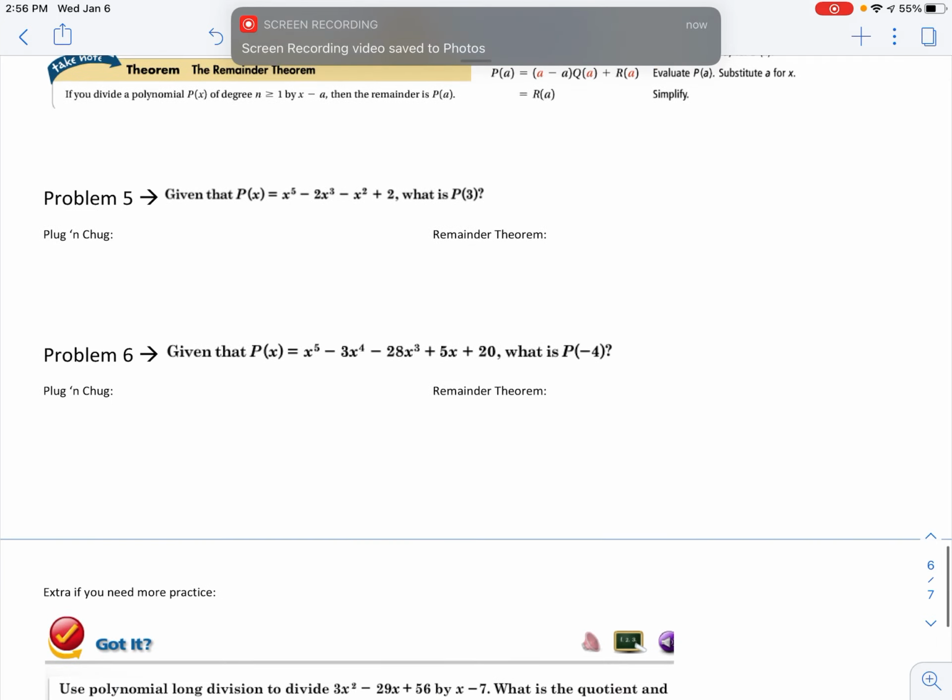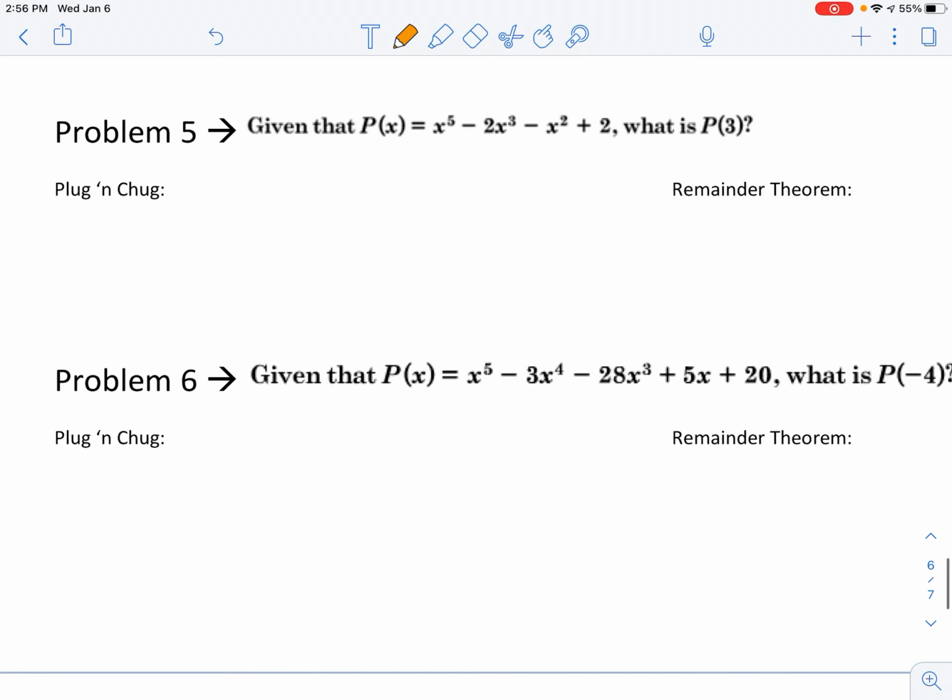I like the remainder theorem, but just in case you're a little old school and you like plug and chug, we can definitely do that too. So let's say that we have a polynomial, x to the 5th minus 2x to the 3rd minus x squared plus 2. And I said, okay, what is the polynomial with the x value of 3? Well, the old school method would be, you would do 3 to the 5th power minus 2 times 3 to the 3rd power minus 3 to the 2nd power plus 2.